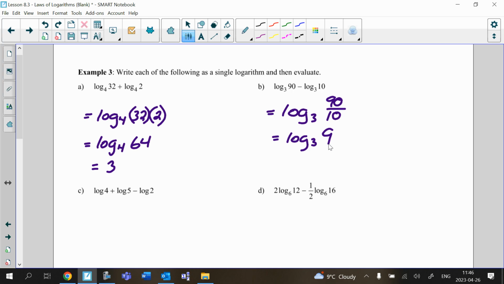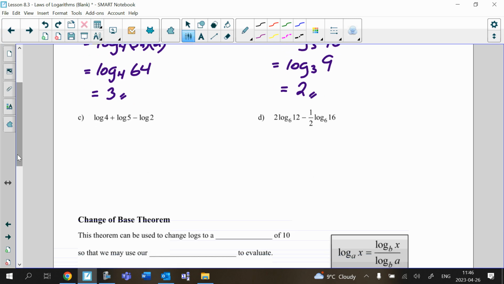How could I write this as a single log? First of all, there's no base, so we assume that it's 10. Well, to write 4 plus 5, when I combine it, what do I do with the 4 and 5? Multiply them, so 4 times 5. And when I subtract log 2 and make it into a single log, that means divide 2. So that means I get log base 10 of 10 equals 1. 10 to the what equals 10? 1.